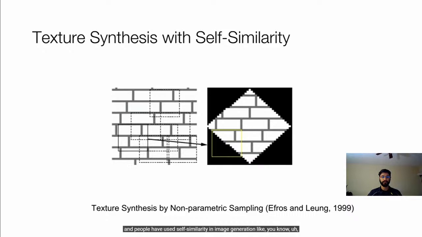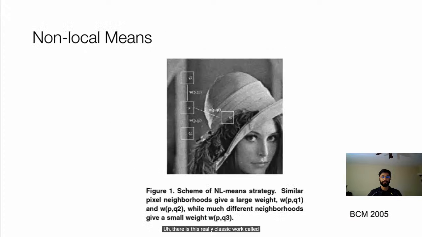And people have used self-similarity in image generation. There's this really cool work by Efros where they see, in the training set, what are those patches that are really similar to me? And based on the patches that are really similar to me, I'm going to fill in the information. So it's actually doing image generation. There's also this really classic work called non-local means, where they do image denoising. They want to denoise this patch P, and they say, based on my similarity to all other patches in my image, I'm going to compute some function of content-based similarity, and based on the similarity, I'm going to pool information, exploiting the fact that images are very self-similar.